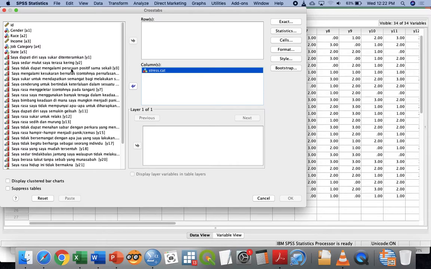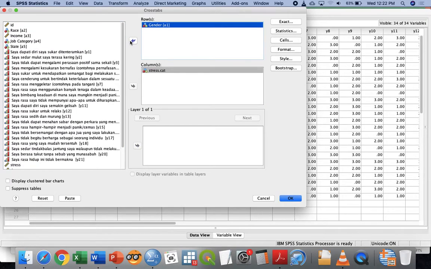And then what is your IV? My IV will be the gender. Put the gender inside the row. You can put it simultaneously, but I don't want to show you that now. That one, you do it later on. Put the gender as the row. Put the stress.cat inside your column.